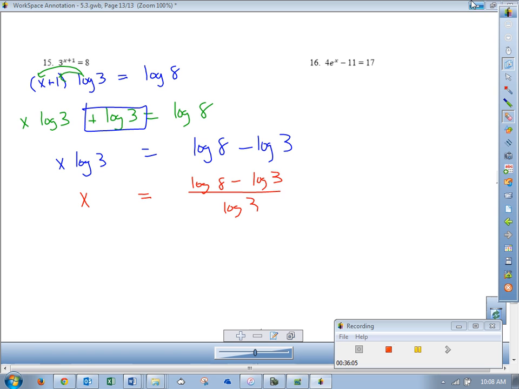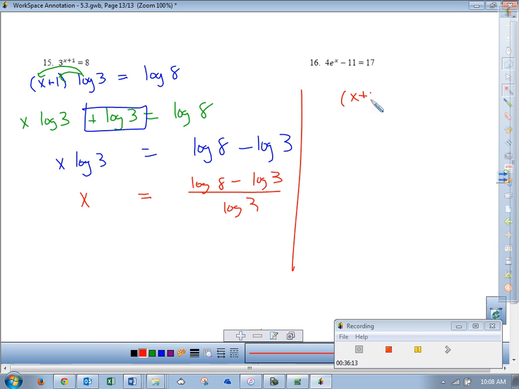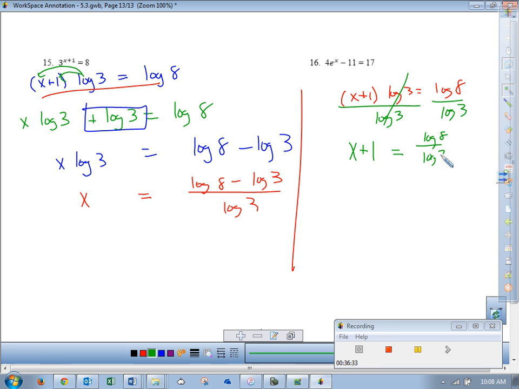Well, hold on. Let me keep that there. Let me just start it over real quick and show you how these are the equivalent things. So what I had was x plus 1 times log of 3 equals log of 8. You with me? That's this guy right here. So what I do is I do this. Right? And those are gone. X plus 1 equals log of 8 over log of 3. What would you do to get x by itself then? So x equals log of 8 over log of 3 minus 1.